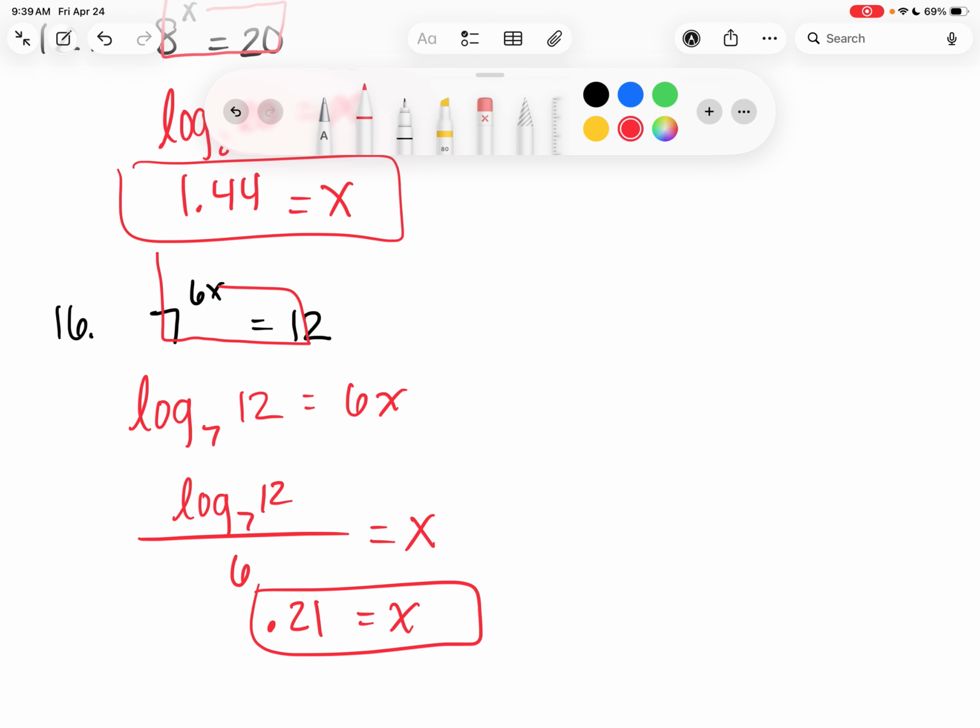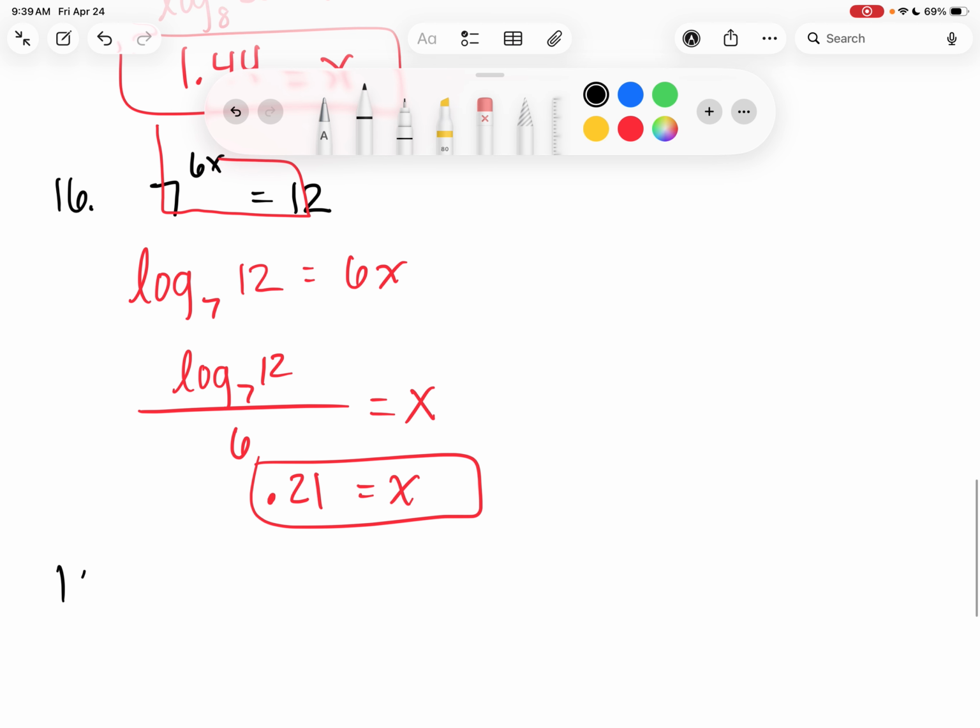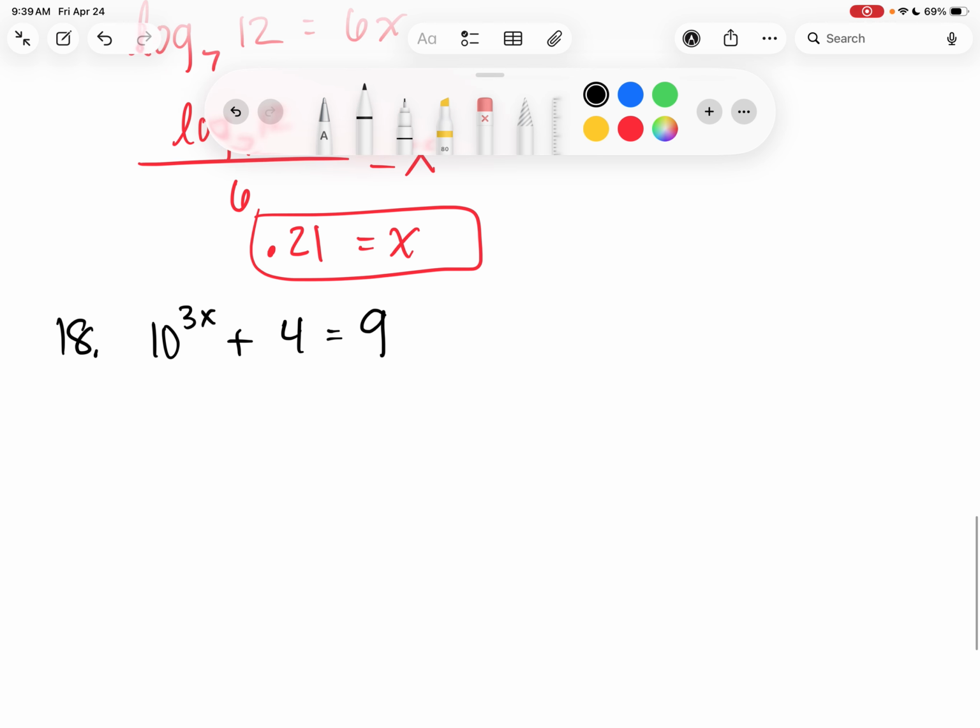One more of this kind. Number 18. 10 to the 3x plus 4 equals 9. What do I do with this one? Subtract 4. Yep, I have to get it basically where it's just the number raised to a power on one side and then everything else on the other side for me to be able to do my log to solve. So I've got 10 to the 3x is equal to 5.